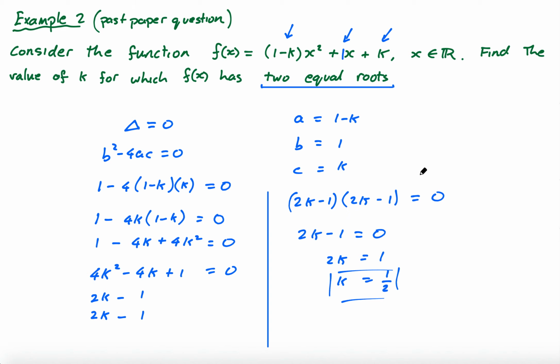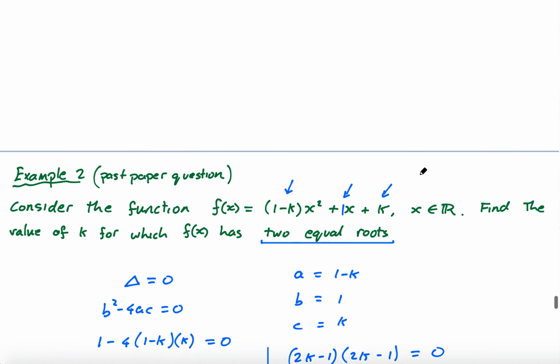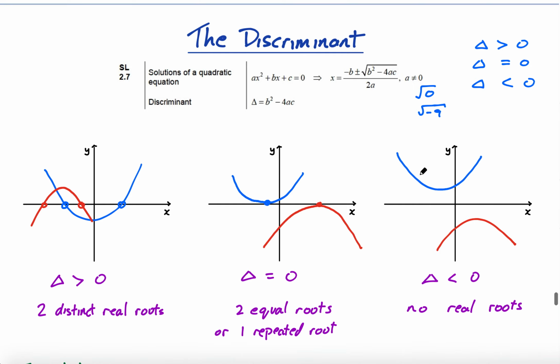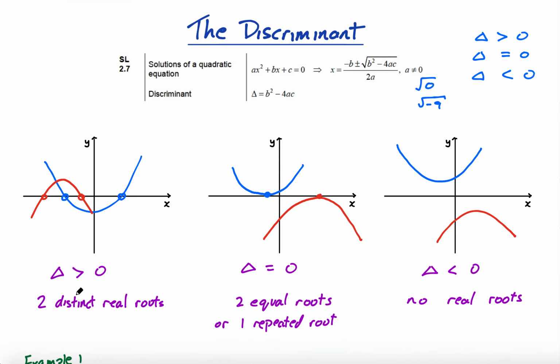This particular question, what is essentially important that you understand is this. If it is 2 distinct roots, the discriminant is greater than 0. 2 equal roots or 1 repeated root, the discriminant equals 0. And finally, no real roots, the discriminant is less than 0.